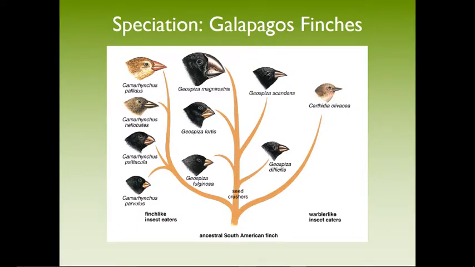Another good example of speciation is the Galapagos finches, whose changes were observed by Charles Darwin. As you can see at the bottom of the web, all these finches on this chart come from a common ancestor, the South American finch. As this population of South American finches split and spread to different areas, they needed to evolve different traits to adapt to their new environments.